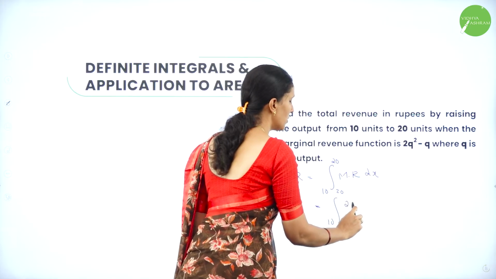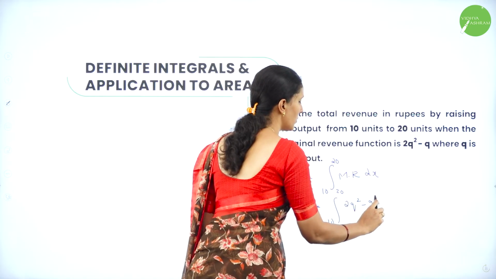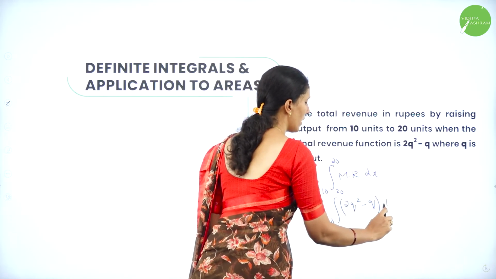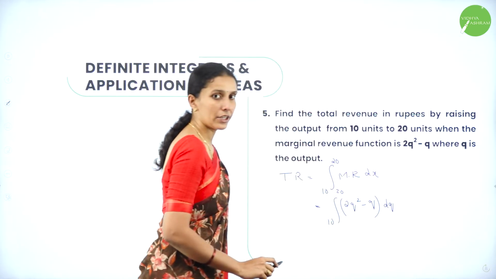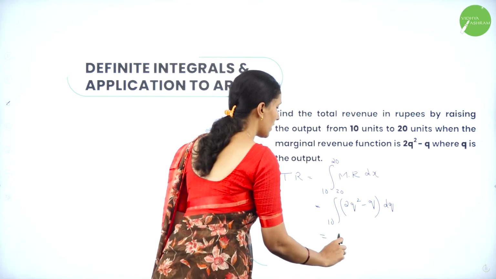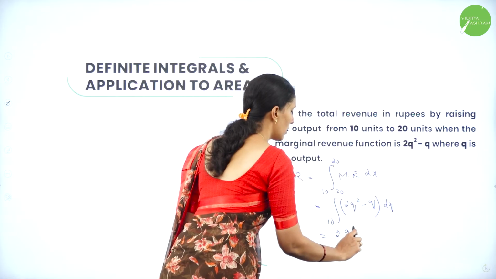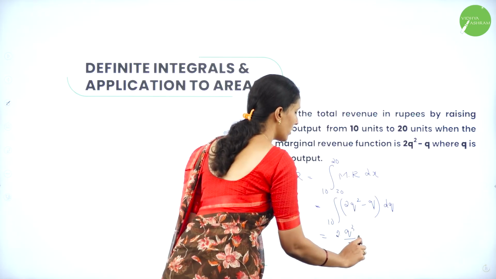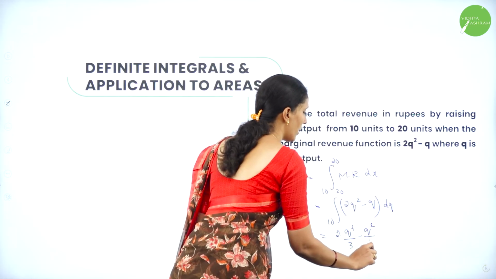Marginal revenue is 2q² − q. So, since here q is the variable, I'll change it to dq. So, therefore, this becomes 2 × q³/3 − q²/2.